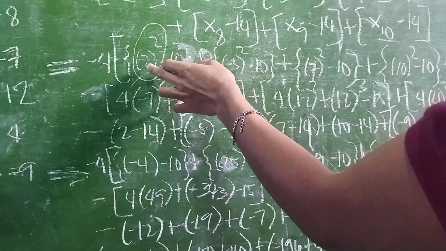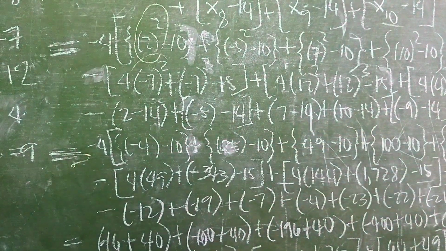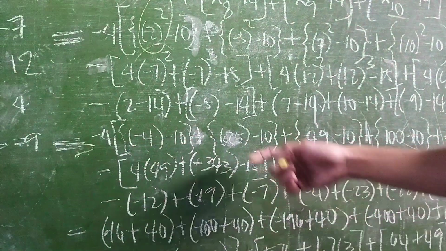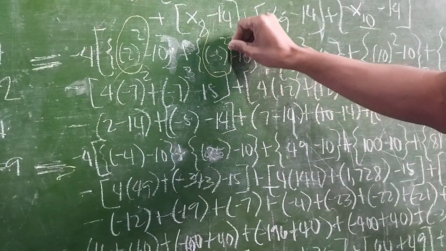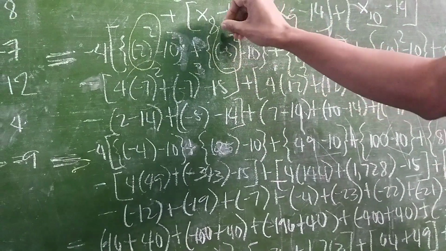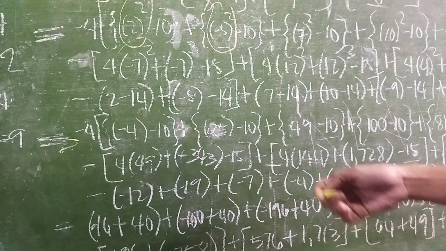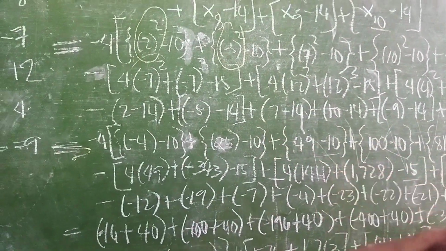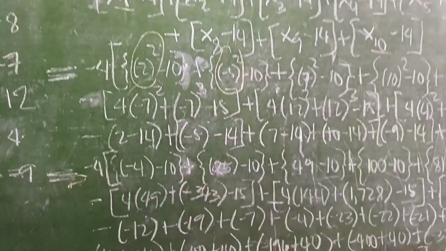Since the value of 2 squared is negative 4, it will be shaded here. And again here, negative 5 squared is equal to positive 25. So you will do the same from the first summation until the last summation.